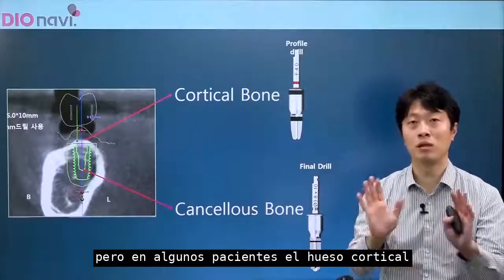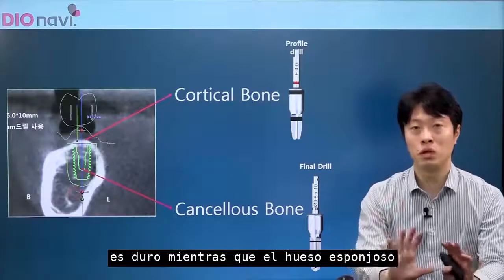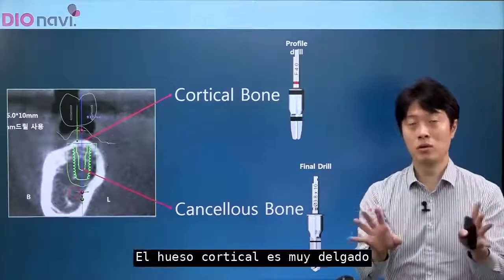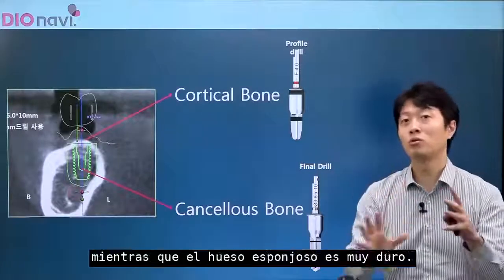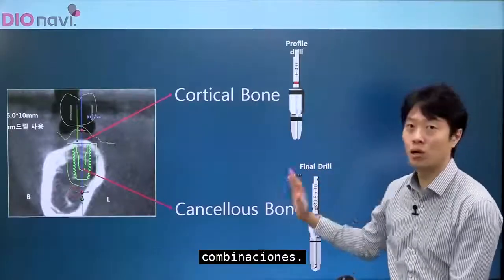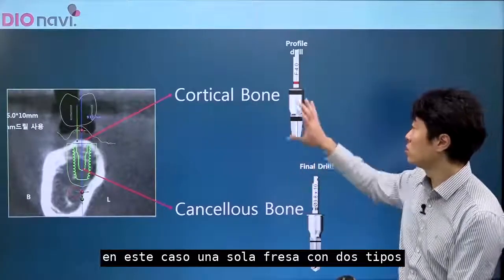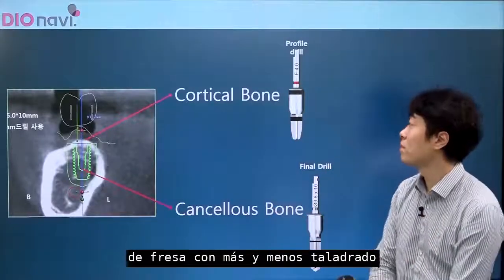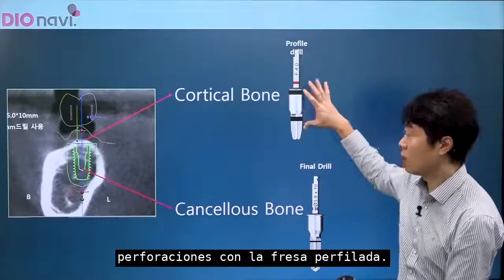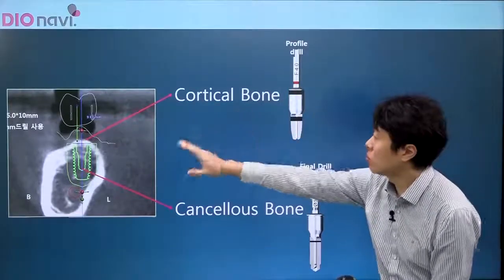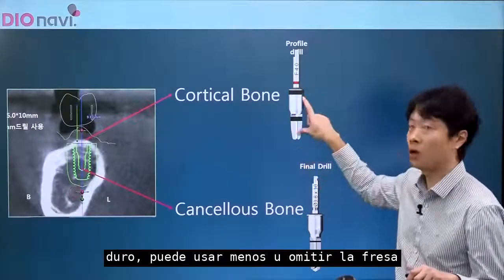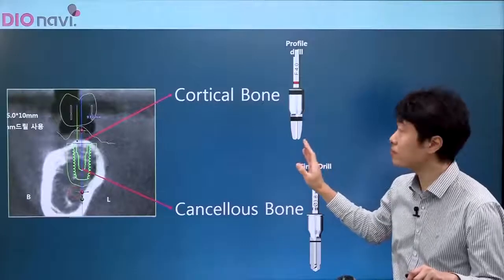But in some patients, the cortical bone is hard, while the cancellous bone has poor quality. On the contrary, the cortical bone is very thin, while the cancellous bone is very hard. As such, you may find various combinations. In this case, adjust drilling with 2 types of drills, with more and less drilling. If the cortical bone is hard, perform more drilling with the profile drill. If the cortical bone is thin and not hard, you can use less or skip the profile drill.